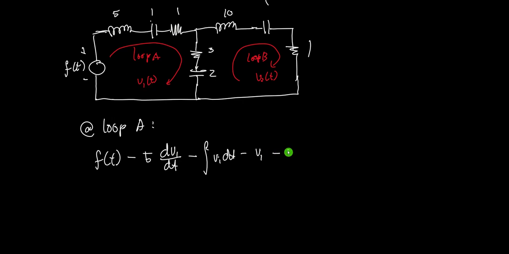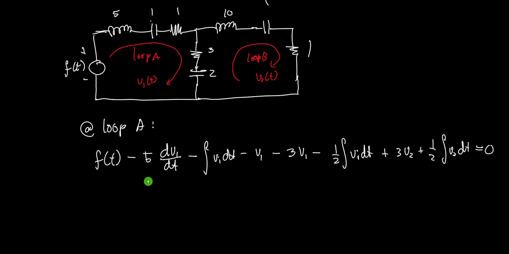So this will be minus 3, that's the resistance times V1, our loop current 1. Then minus 1 over C, or 1 half, the integral of V1 dt. Then here we still include that V2, but in the opposite direction. So it will be plus 3 V2, then plus 1 over 2, the integral of V2 dt, for the capacitor. And this should be equal to 0.